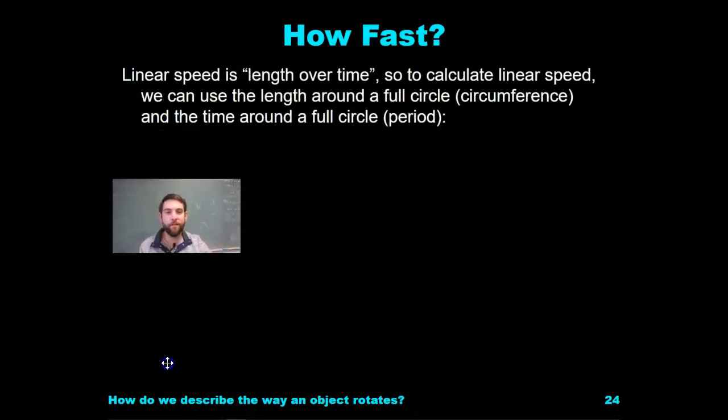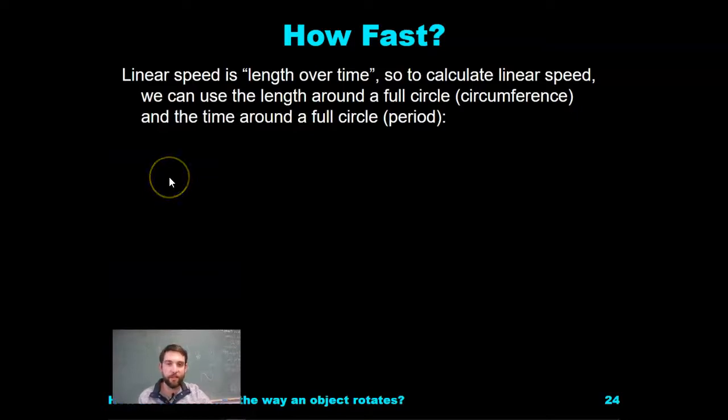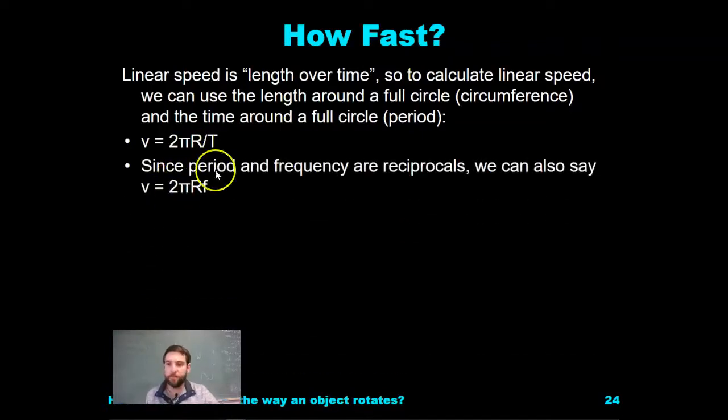Linear speed is length over time. So to calculate linear speed, we can use the length around a full circle, called the circumference, and the time around a full circle, called the period. So velocity is distance over time. The distance you travel is the circumference of a circle, 2 pi r, divided by the time that it takes to go around one complete circle, which we call the period. Because period and frequency are reciprocals, we can also say that v equals 2 pi r times f.